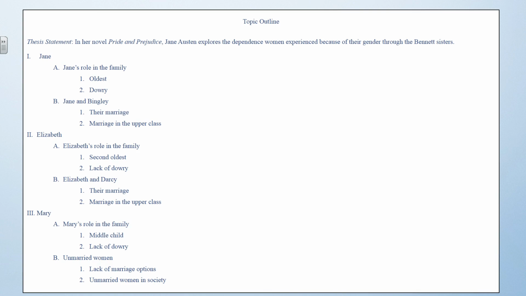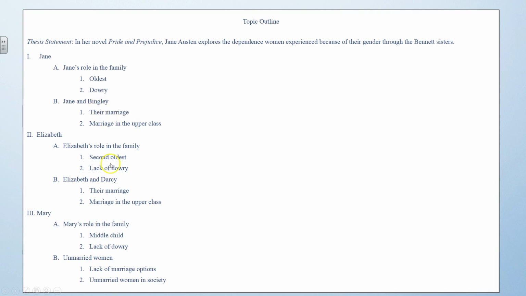So here is an example topic outline. A few things I want you to notice. 1, we have very short phrases or single words. This is a topic outline. That's exactly what it should look like. 2, I want you to notice how it is consistent, it is parallel in its organization. So I start with Jane, and I talk about Jane's role in the family, Elizabeth's role in the family, Mary's role in the family. Jane and Bingley, that's her husband, Elizabeth and Darcy. Now Mary, because she's unmarried, at the end, then I put married women.